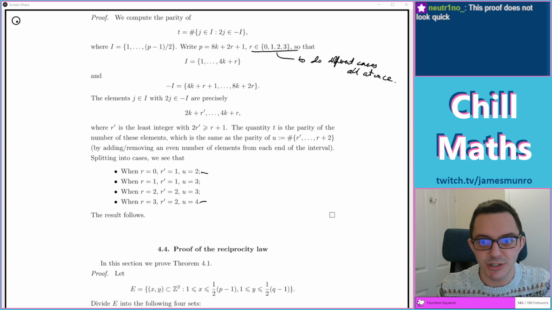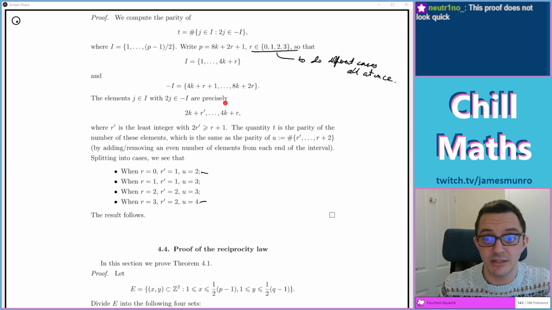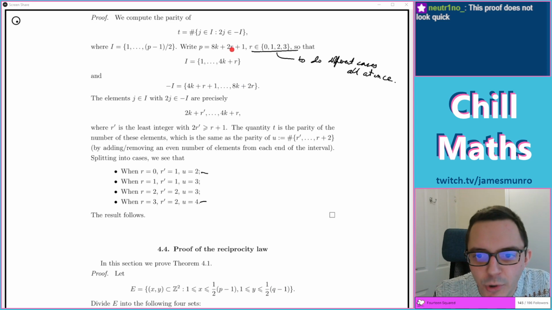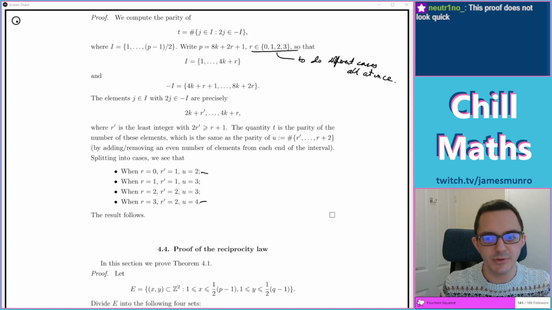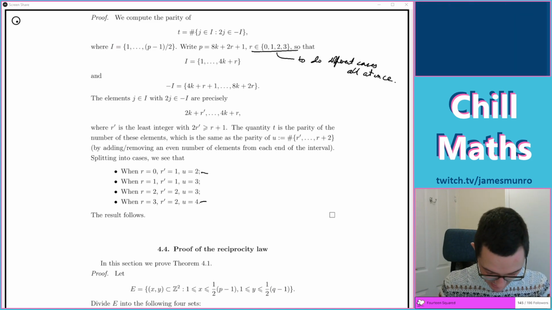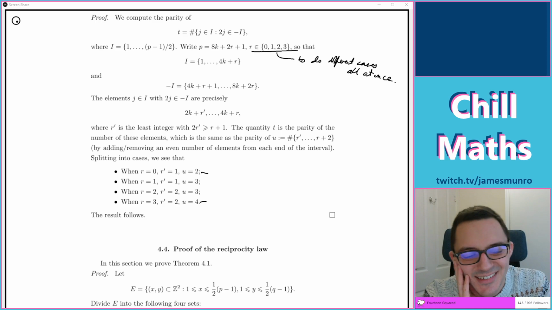2 is a quadratic residue. Because of the R notation, these are 1 more than a multiple of 8 or 7 more than a multiple of 8. 2 is a quadratic residue in those cases, and it's not in these cases. Huh. So it's really weird.